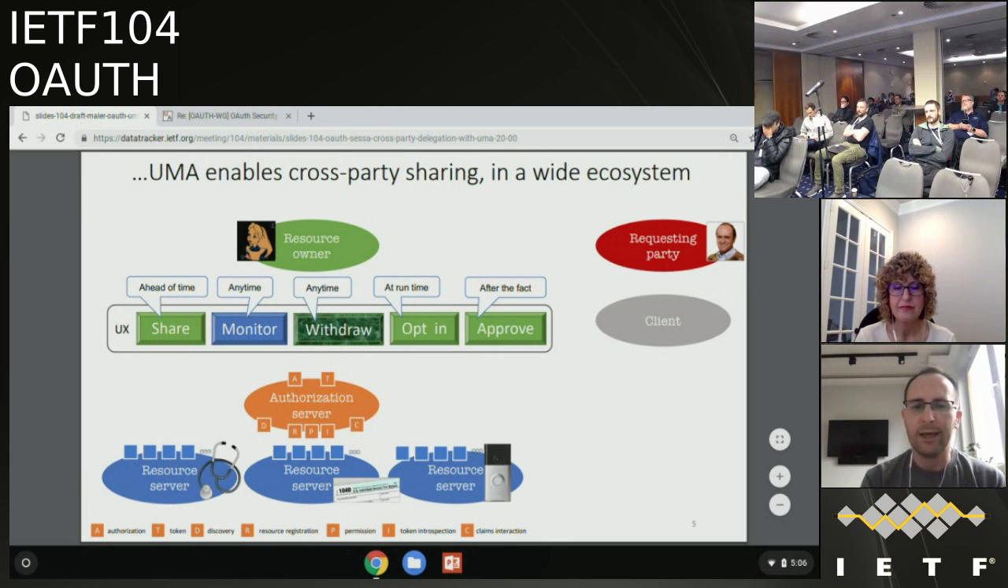It means that those resource servers can realistically reside in different domains. They can be managed by different organizations and still talk to the same single authorization server. And that is achieved through the introduction of a number of different concepts, but also endpoints. In the previous diagram, we had the standard authorization and token endpoints, but in here you see additional resource registration, permission, and enhanced token introspection, and a claims interaction endpoint. If you can go to the next slide, please.